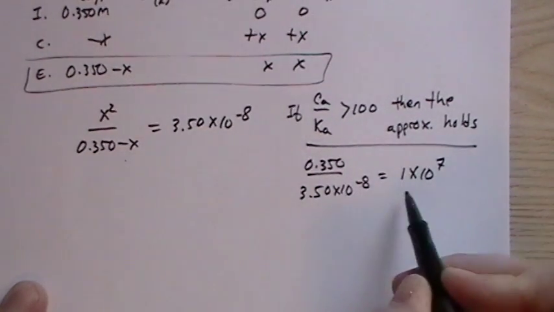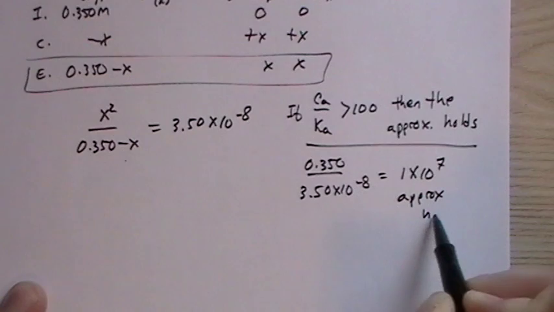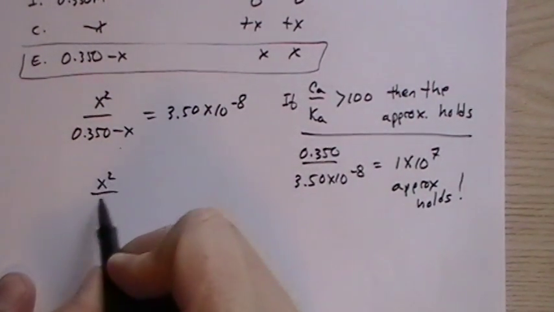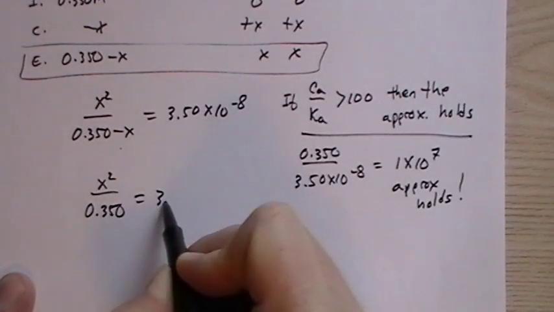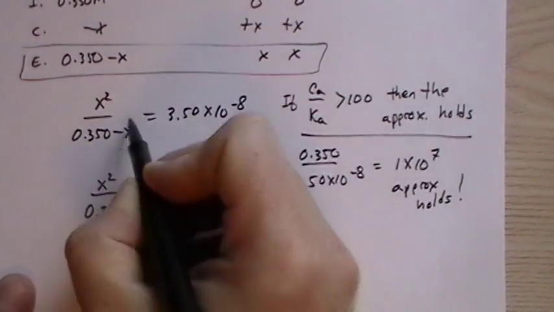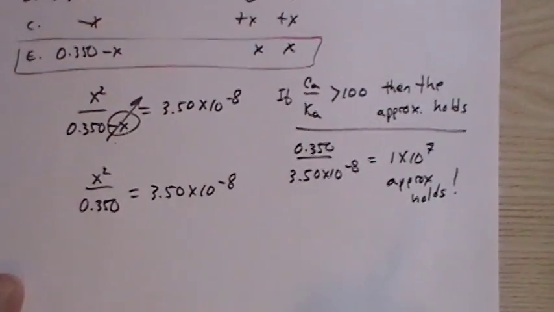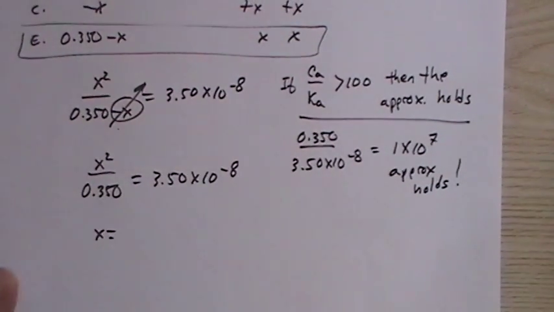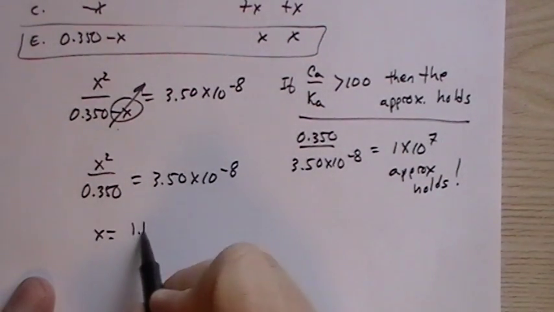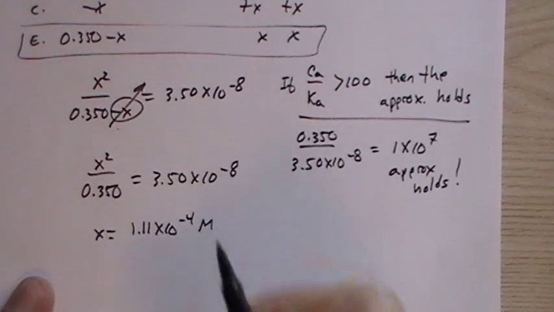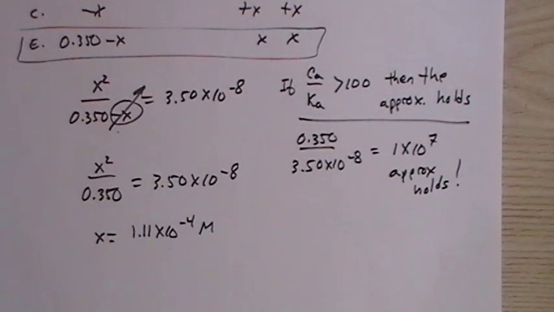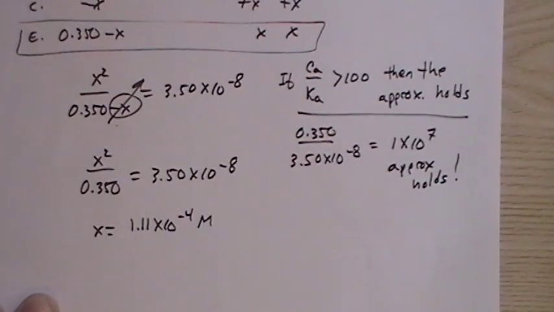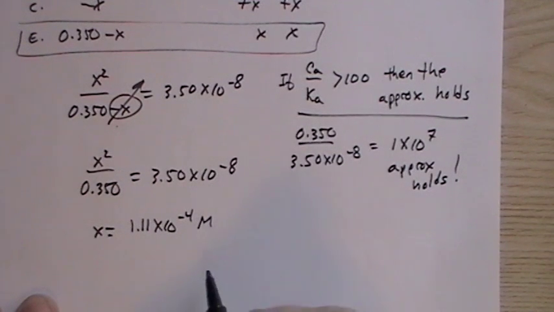So what that means is since the approximation definitely holds, we can rewrite this as X squared over 0.35 is equal to 3.5 times 10 to the minus 8. What we've done is we've just gotten rid of that X. Now it's pretty easy because we just multiply these numbers together, take the square root, so X is then going to be equal to 1.11 times 10 to the minus 4 molar. And I'm not working through all of that algebra. You should be able to do that. And if not, go back to the earlier problems where we worked everything out step by step.